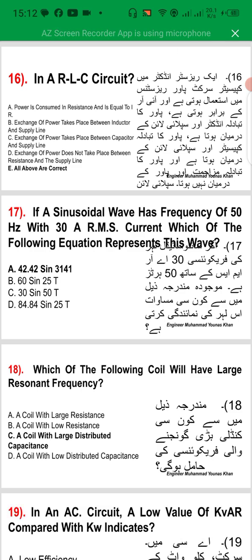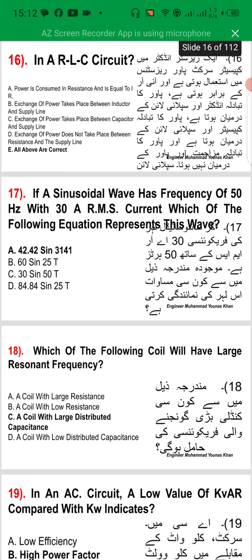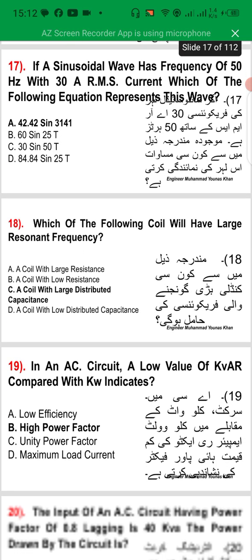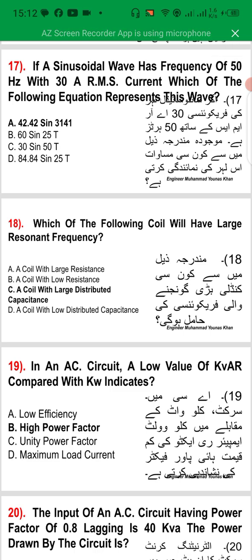Power is consumed in resistance and is equal to I squared R. Exchange of power takes place between inductor and supply line. Exchange of power takes place between capacitor and supply lines. Exchange of power does not take place between resistance and the supply line. All above are correct.